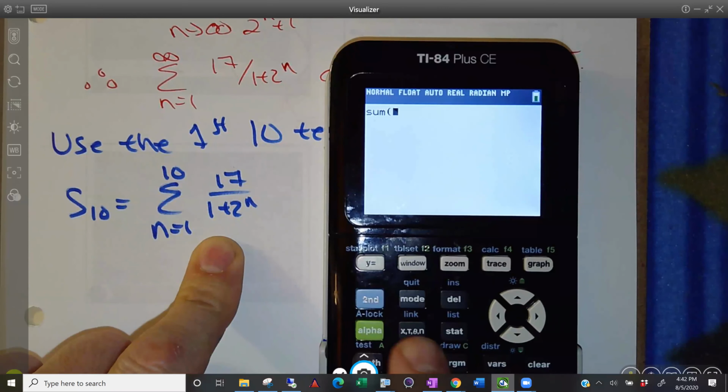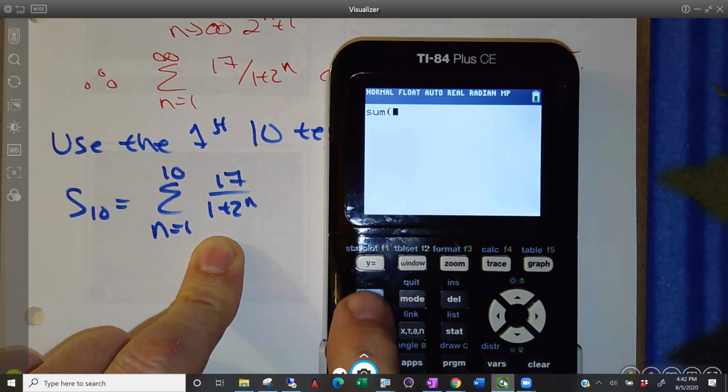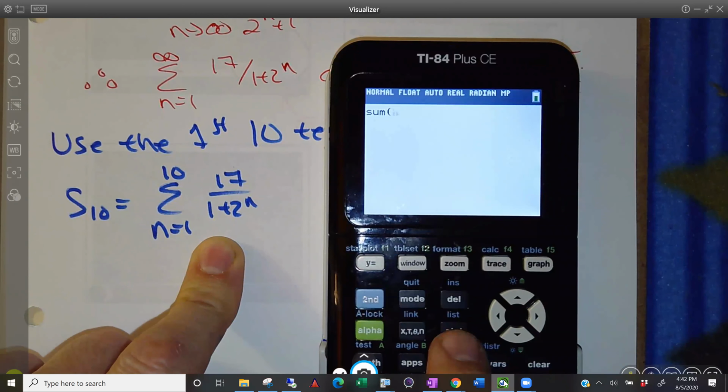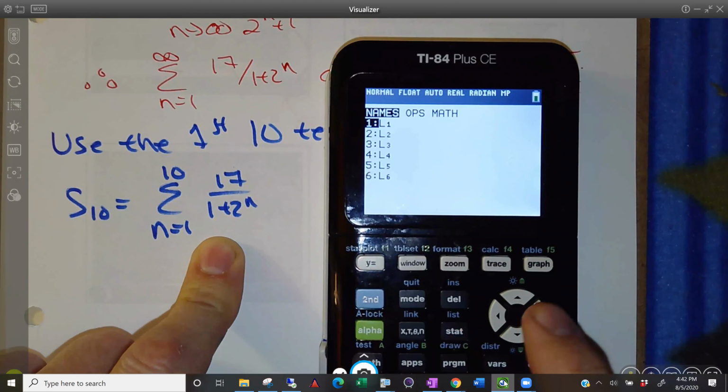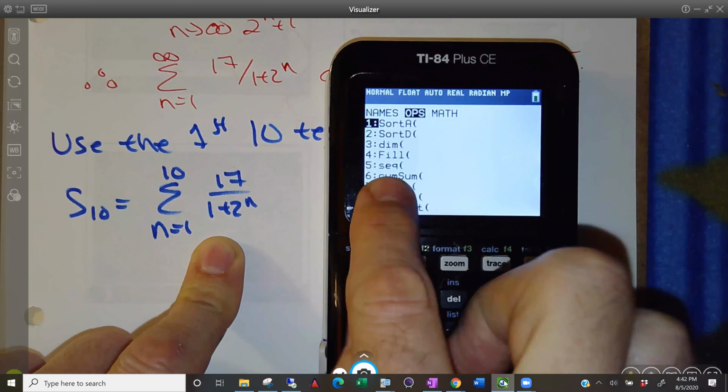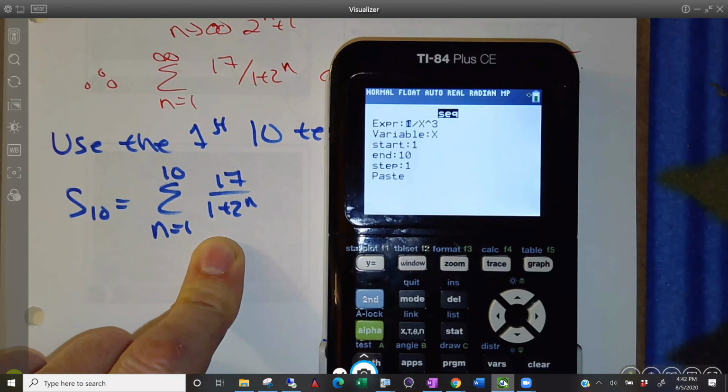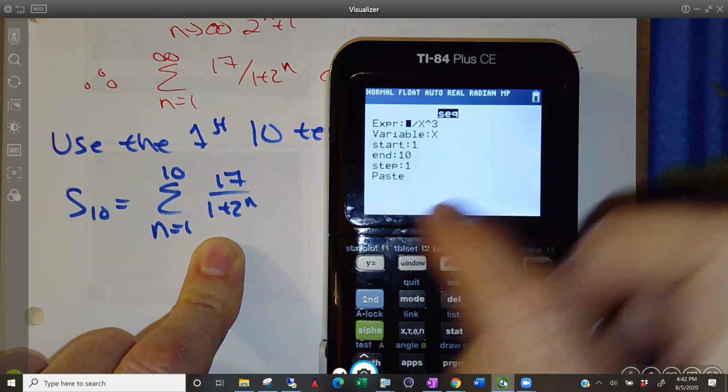Hit the second key, then the list key. Go over to math. The fifth option down is sum. And then we need to sum up the list of the first 10 of these. So I'm going to go back to the same menu, second, and then stat. This time go over to ops. It's again the fifth one down, gives me a sequence, gives me a nice menu-driven way to enter in this expression.